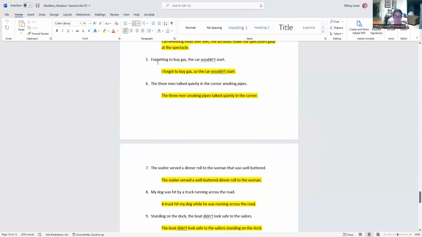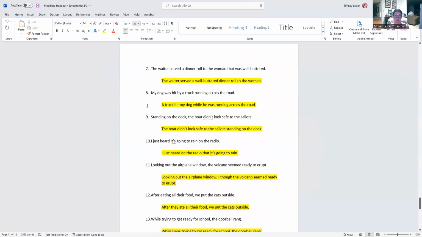What about this one? My dog was hit by a truck running across the road. The truck wasn't running across the road. The dog was. So a truck hit my dog while he was running across the road. Or running across the road, my dog was hit by a truck. You could do it that way as well.